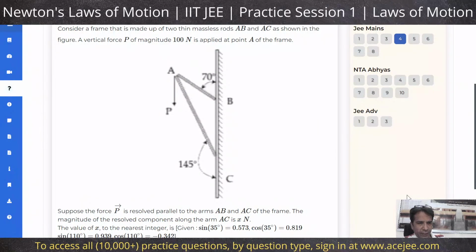So I'll read through the question. Consider a frame that is made up of two thin massless rods, AB and AC, as shown in the figure. A vertical force P of magnitude 100 newtons is applied at point A of the frame. Suppose the force P is resolved to arms AB and AC of the frame. The magnitude of the resolved component along the arm AC is how many newtons? And they have given the values of sine 35, cos 35, and sine 110 and cos 110.